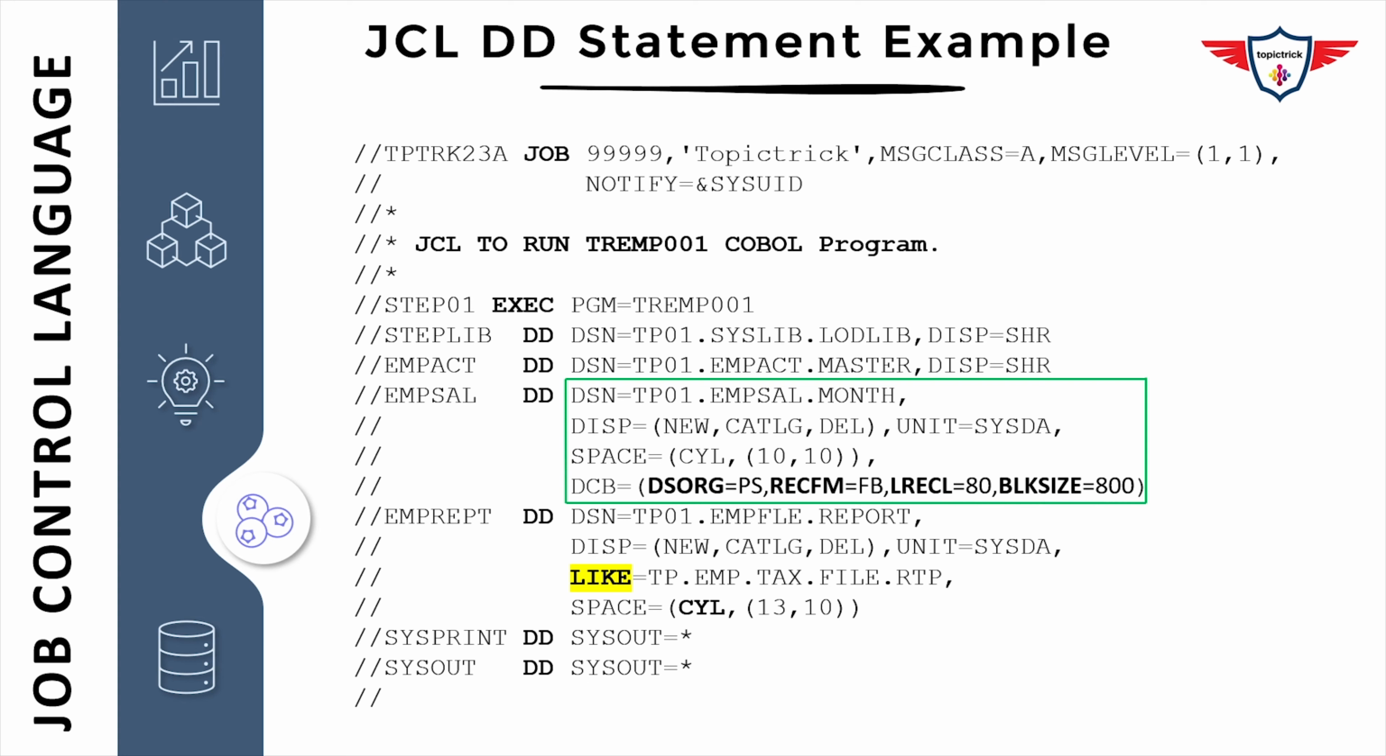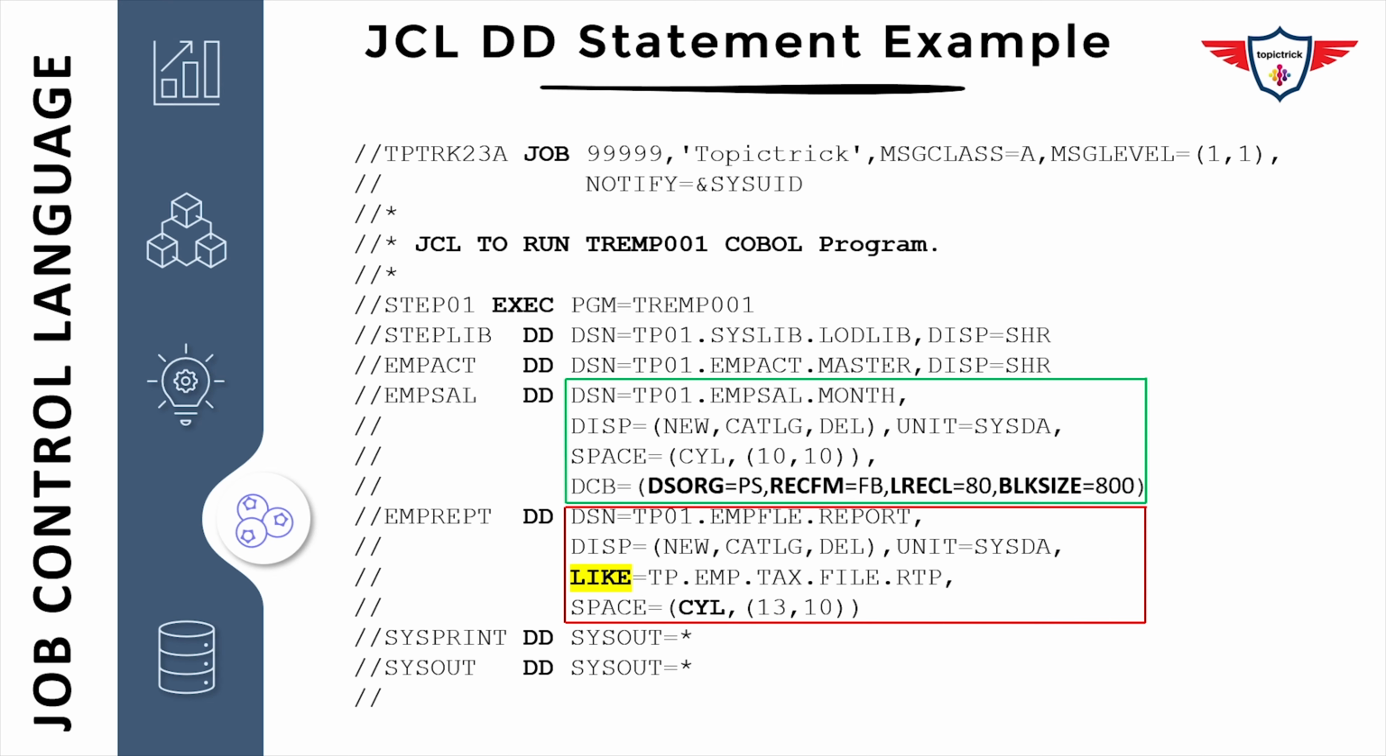Unit I've specified as sysda, and the space is cylinder 10,10. And if you see the DCB parameter, I've specified sequential, and the record format is fixed block. Logical record length is 80 bytes and block size is 800. And in case you want to keep the block size as default, just put 0 or just skip it.